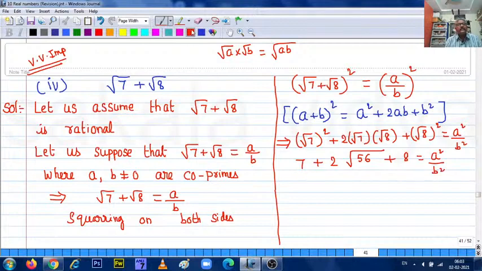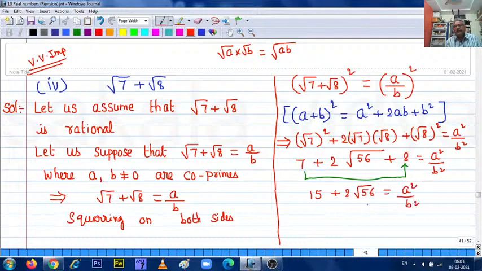Now you can add these two, 7 and 8. So now what do you get? 7 plus 8 is 15, plus 2 root 56 equals a square upon b square. Now transpose 15 to that side. 2 root of 56 equals a square upon b square minus 15.